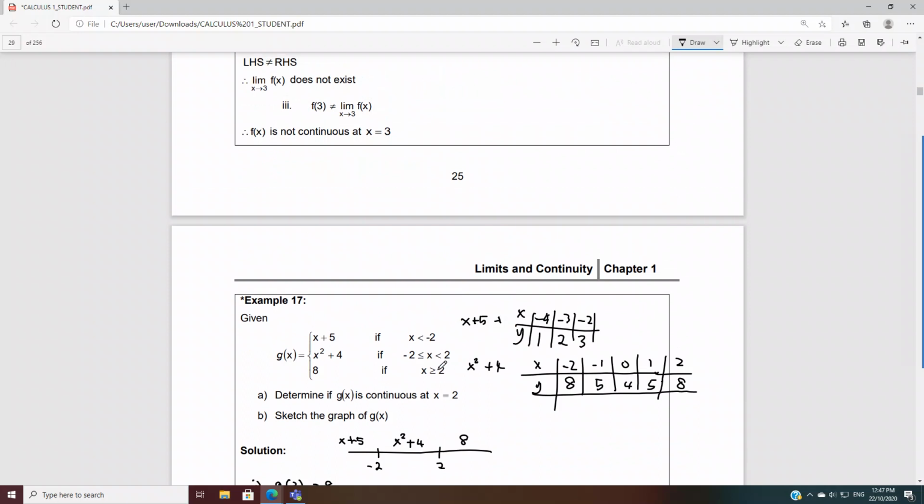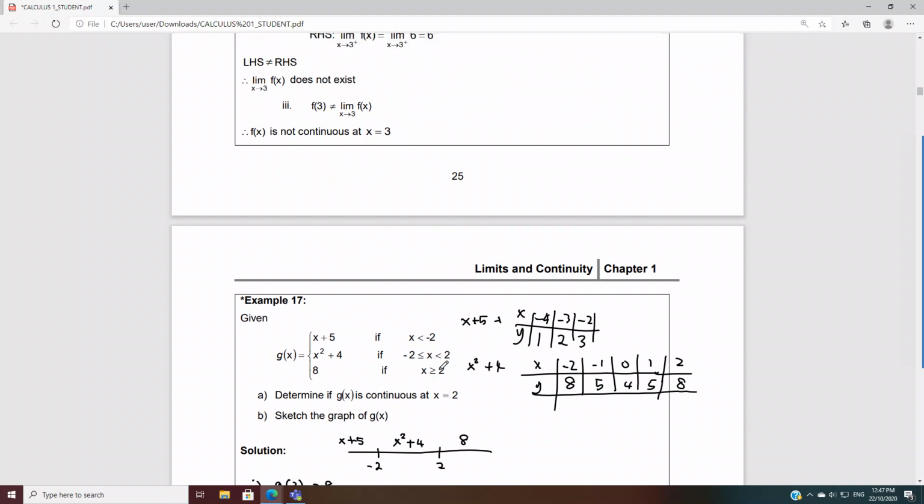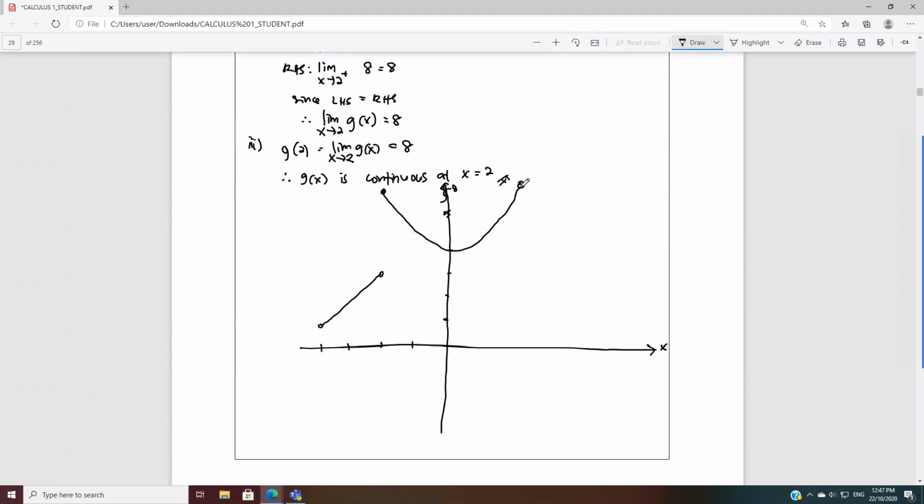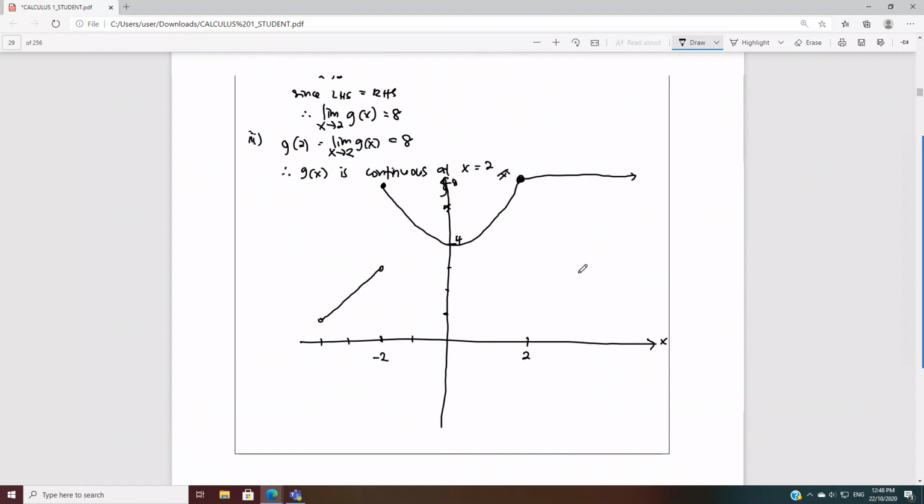Kan, tapi bila dekat X sama dengan atau lebih besar pada 2 ni 8. So yang ni kita warna sambung untuk yang 8 tadi lah. Dia straight je, constant. So ni graf dia lah. Kan sini 4, sini 8. Sini ni negatif 2, sini negatif 2. So graf dia macam ni lah. So you all lukis cantik-cantik sikit lah.